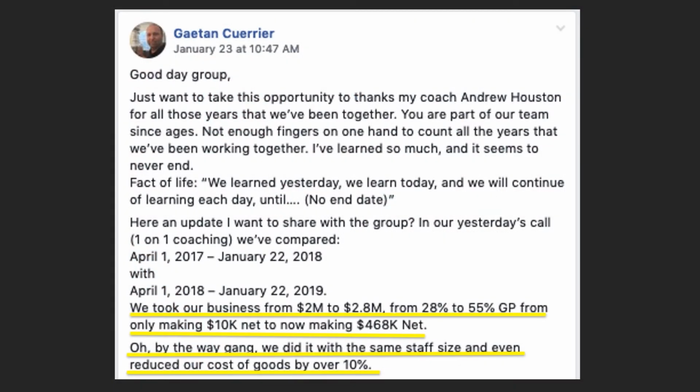So here's Gaten, 2017 to January 22nd versus April 2018, same period in time, just different year. Went from $2 million to $2.8 million, okay? From 28% to 55% gross profit. From only making, this is the one right here, only making 10K net to making 468K net. Imagine that. And here's the best part. Oh, by the way, gang, we did it with the same staff size and even reduced our cost of goods by over 10%. It's possible, okay?